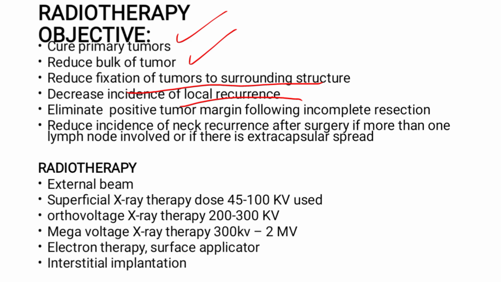Then eliminate the positive tumor margins following incomplete resection. Also reduce the incidence of neck recurrence after surgery if more than one lymph node is involved, or there is extracapsular spread. When the neck is involved, there are many chances of recurrence, so you also have to do that surgery. Then you have external beam.